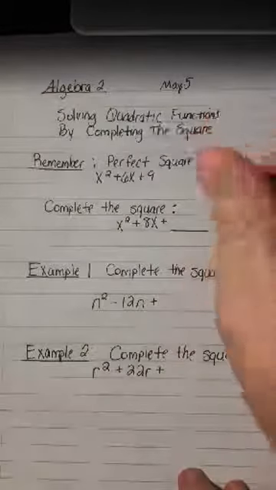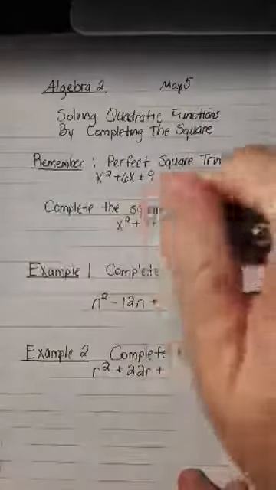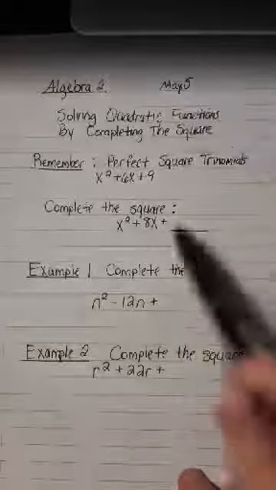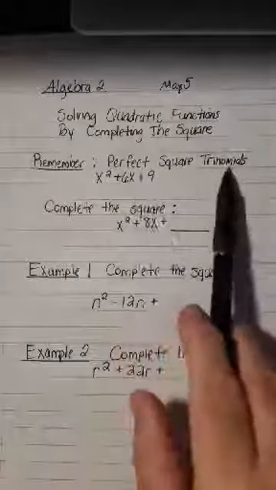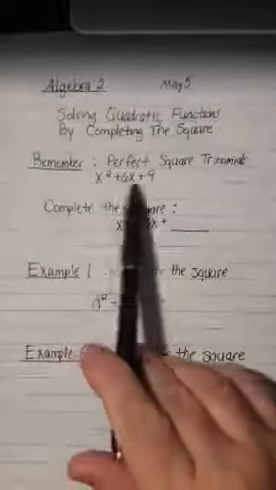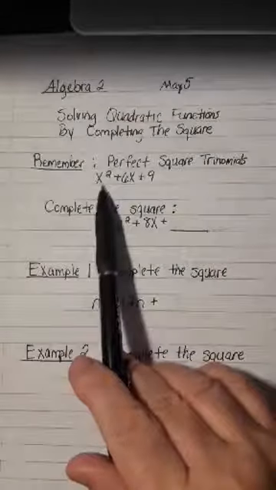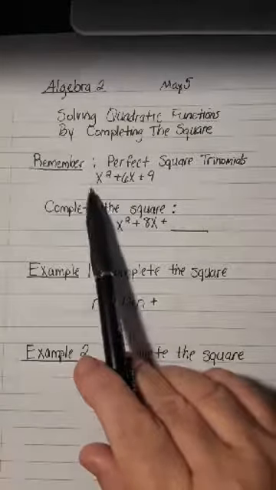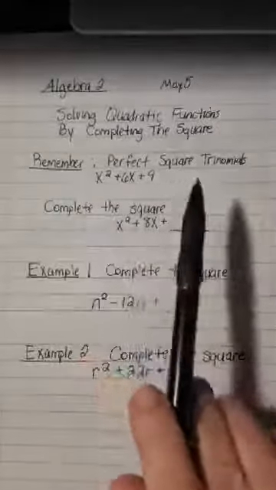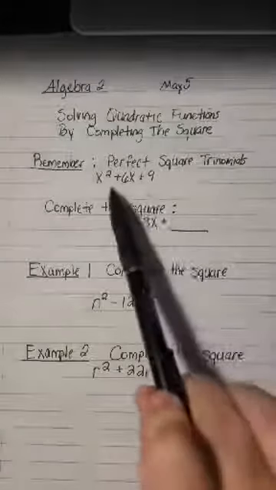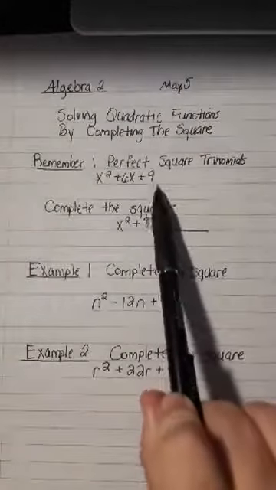To remember or understand why we're doing what we're doing on completing the square, let's look back to whenever we had perfect square trinomials that we had to factor. Remember, if you have a trinomial that has a perfect square at the beginning, and then right here at the end.